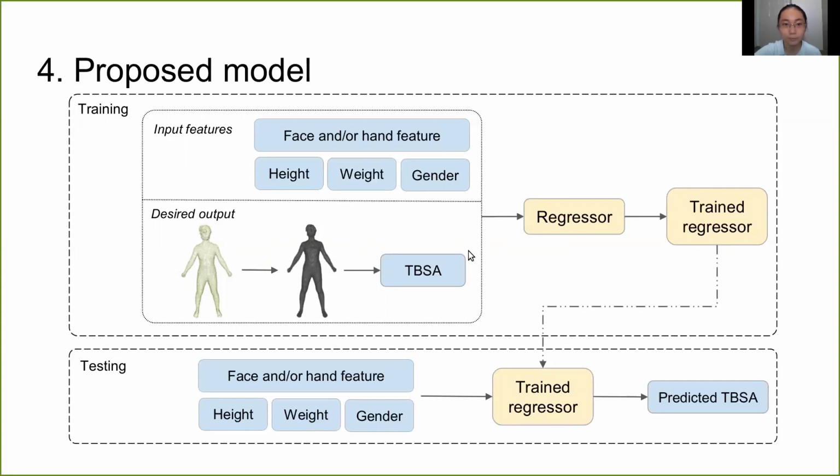In the testing stage, given the visual features, along with the height, weight, and gender of a new subject, the regression model predicts the TBSA value of that subject. Note that during testing, we don't need the 3D scan of the patient. So this model can be used in a small clinic or even at the patient's own house.